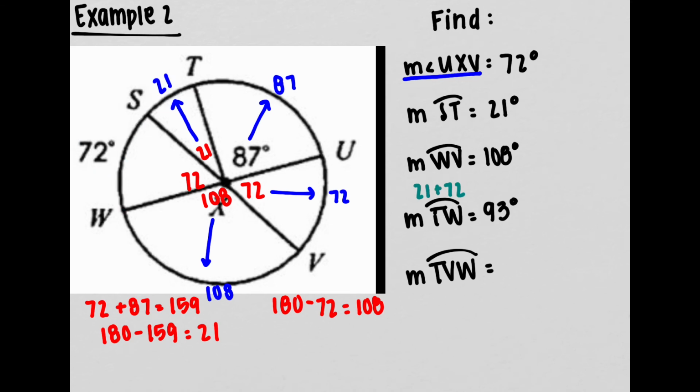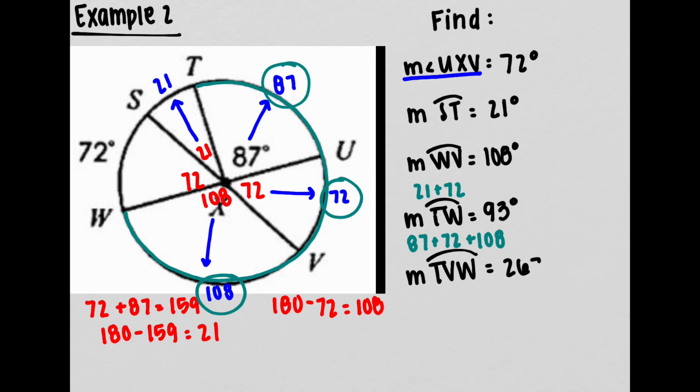And the last question on this example I ask you for is TVW. So I have from T to V to W. And that deals with three different numbers. So I have 87, 72, and 108. Just like the last one, we're going to add all those together. 87 plus 72 plus 108. And when I add those all together, I end up with 267 as my answer.